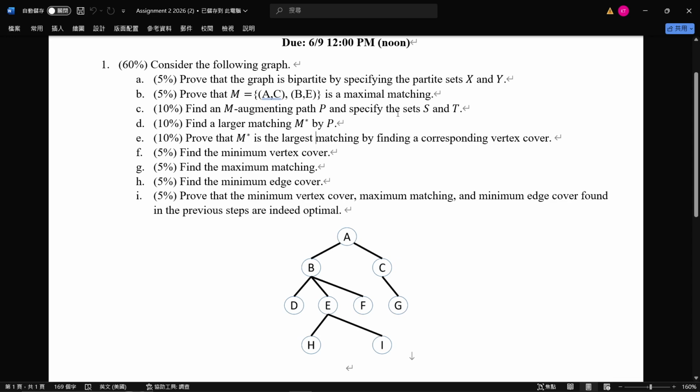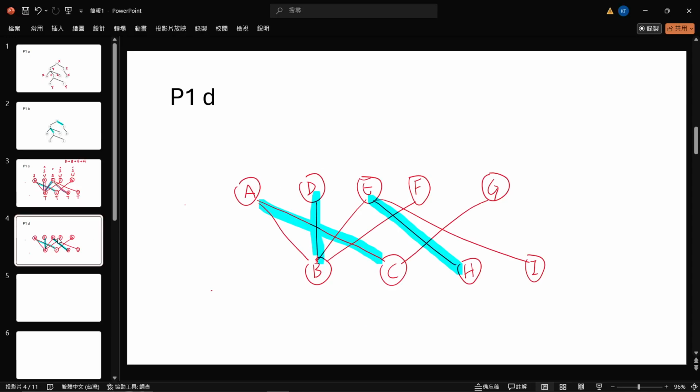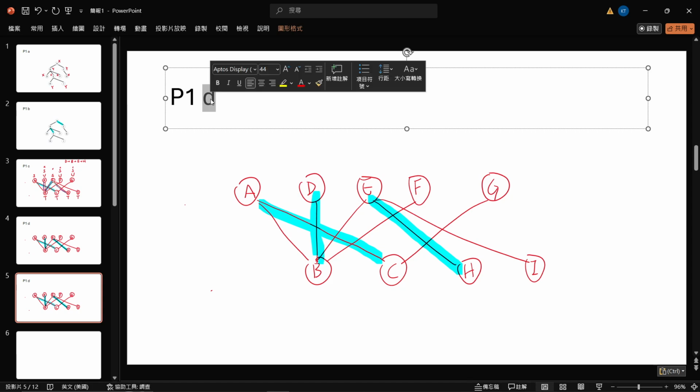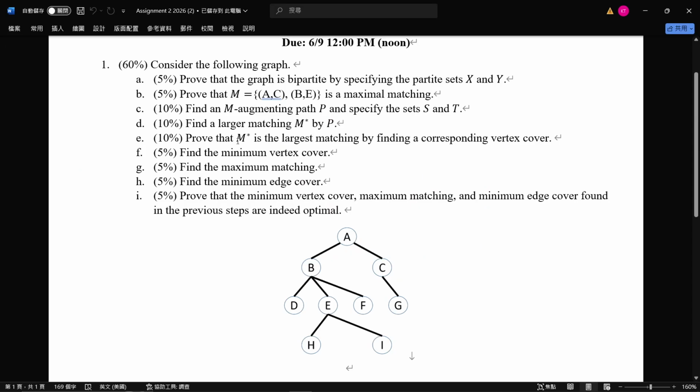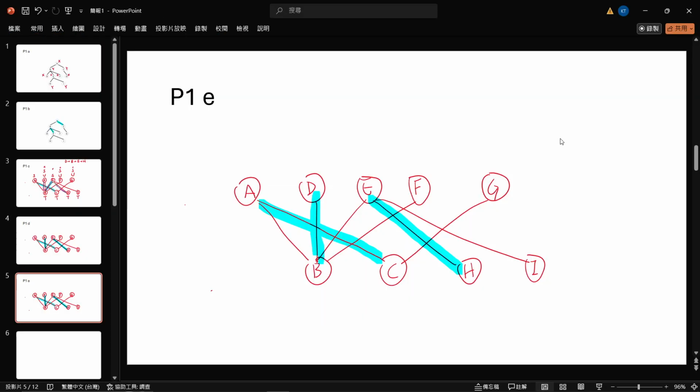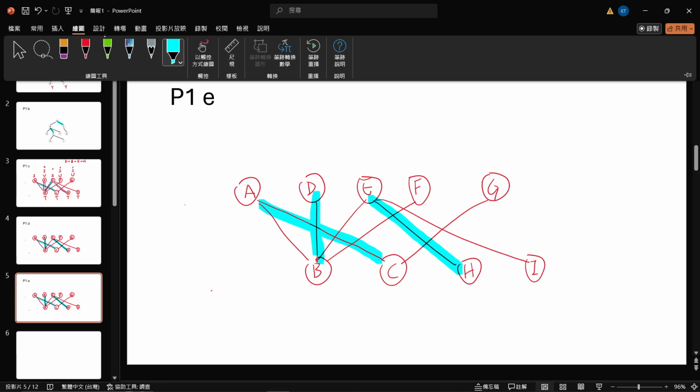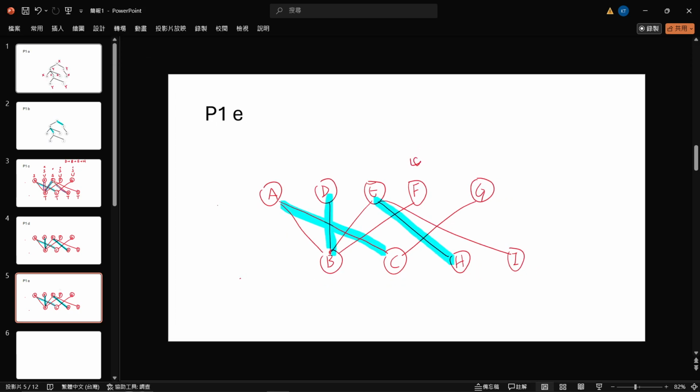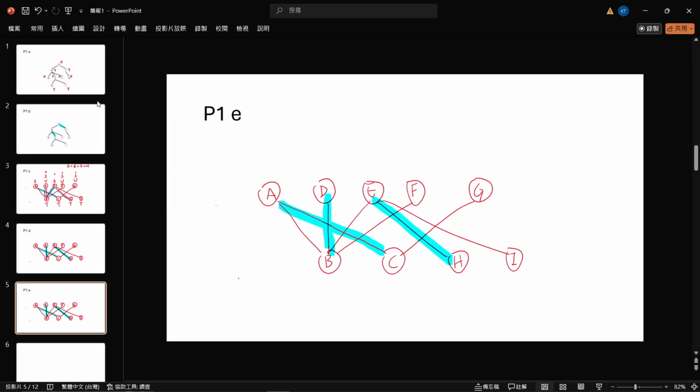Next we have to show that this is the maximum matching, and we have to do this by finding a vertex cover of the same size. To find the vertex cover, we have to find S and T.